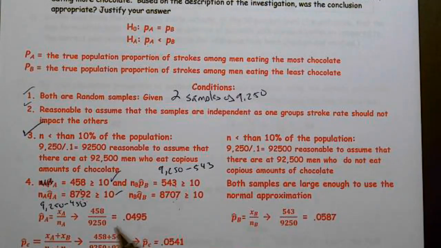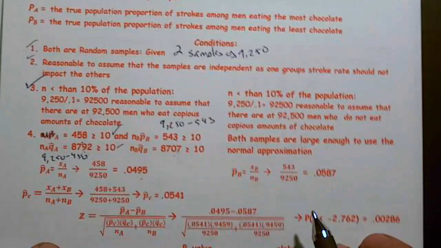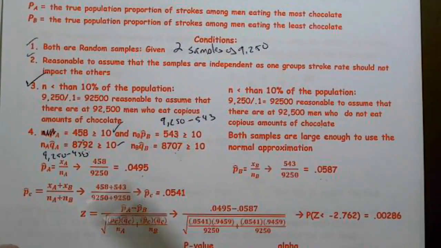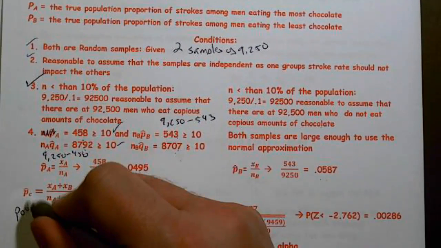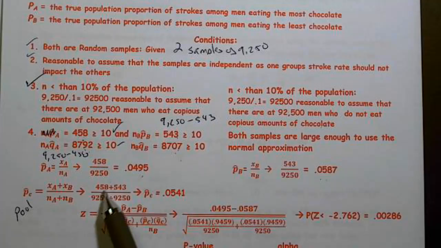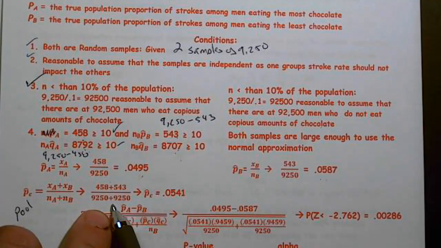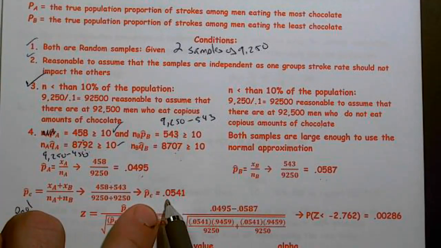Okay, and then we calculate our p hat. P hat is x over n, so 458 over 9,250, 0.04. So this is p hat A for Group A. And for Group B, 543 strokes out of 9,250, so 0.0587. But because we're running a hypothesis test for proportion, we have to use our other formula where we pool or combine. And you have to show this. So 458 plus 543, over our 2 sample sizes, and they happen to be the same size, and we ended up getting this proportion.